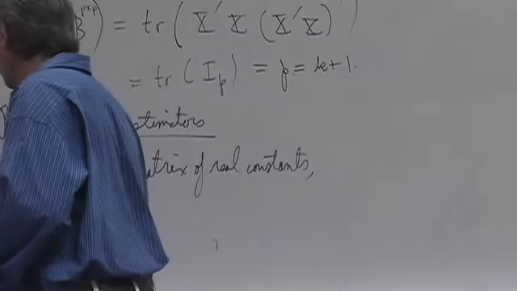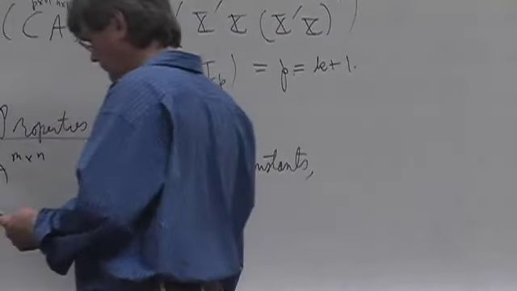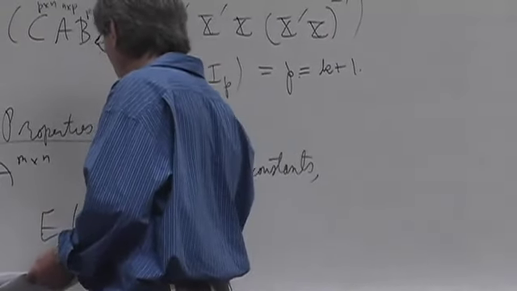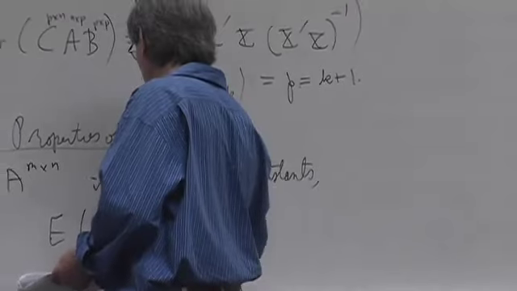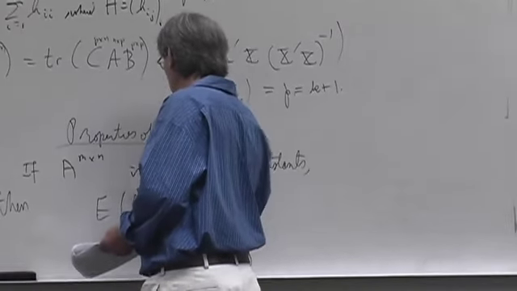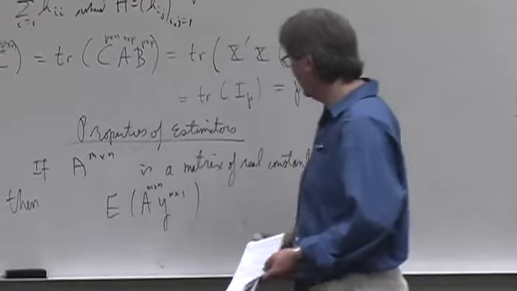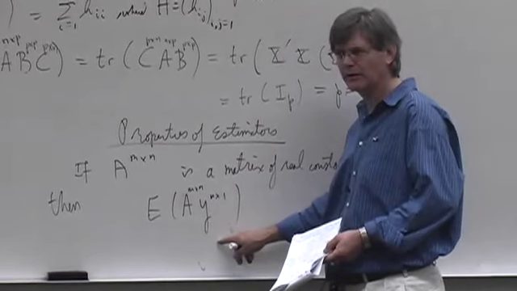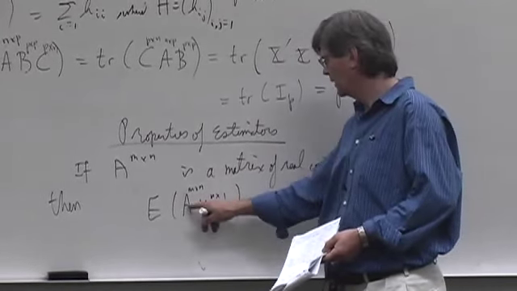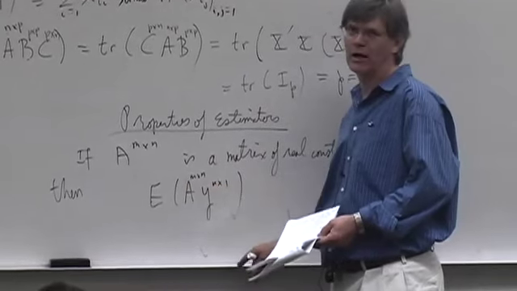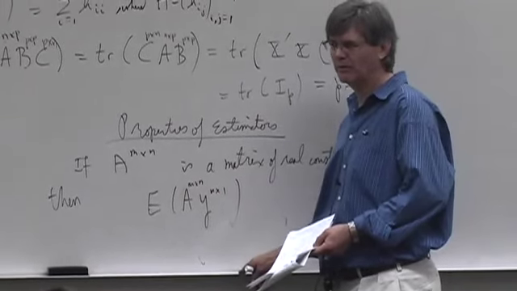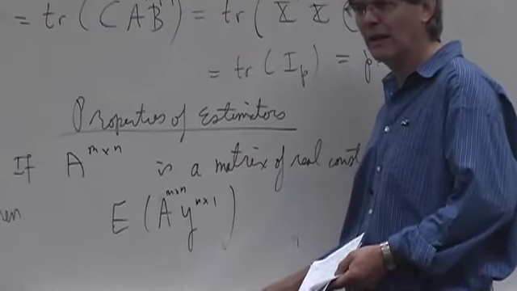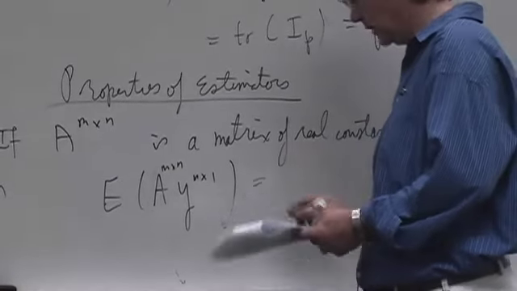then what is the expectation of AY? So here's m by n. So now I'm getting another column. I had an n by 1 column of random variables. Now I'm going to get an m by 1 column of linear combinations of those random variables. And I take the expectation of that. That means, again, I take the expectation in each place.